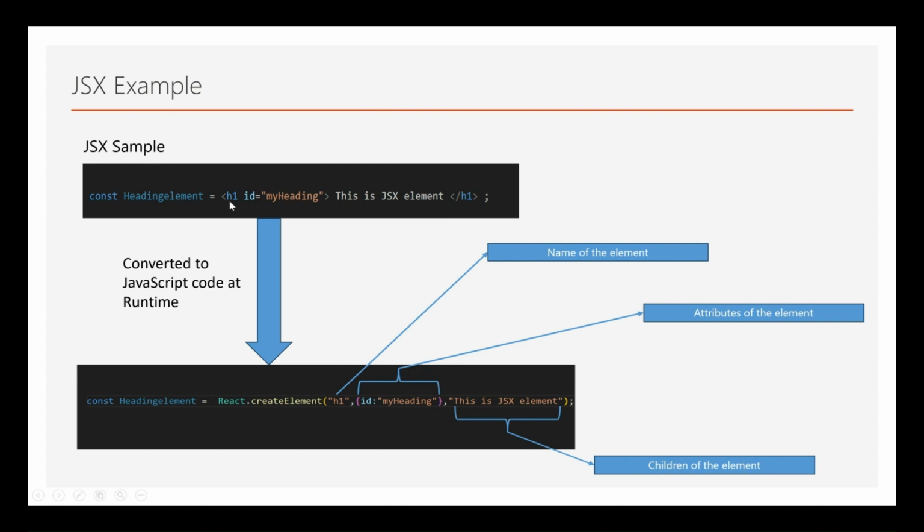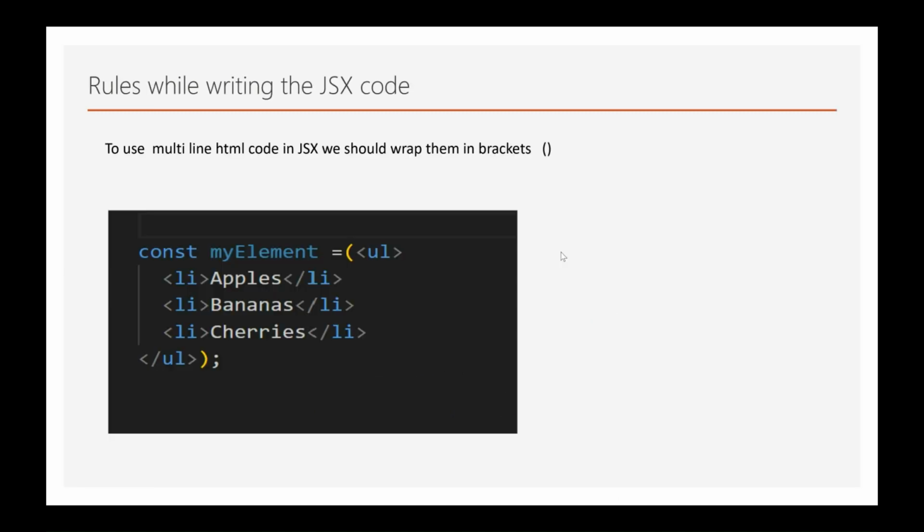In this example, h1 is the element name. id equals myHeading is the attribute. This is JSX element is the child of h1 element. Let us understand the rules while writing the JSX code.